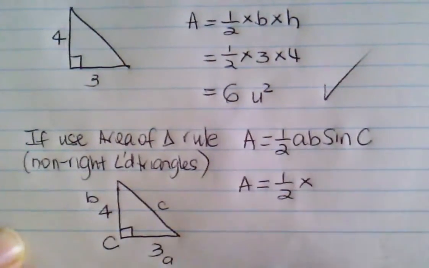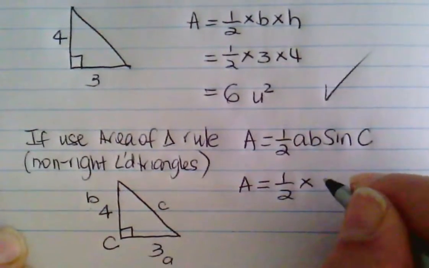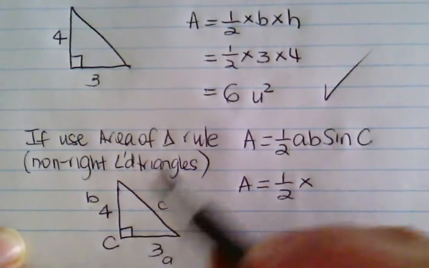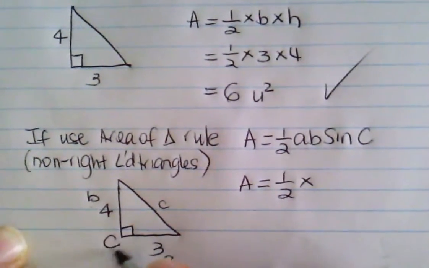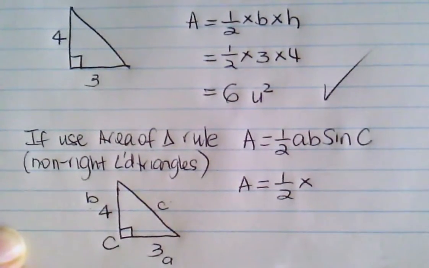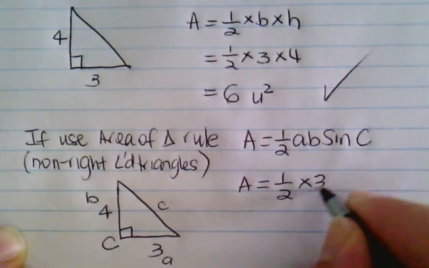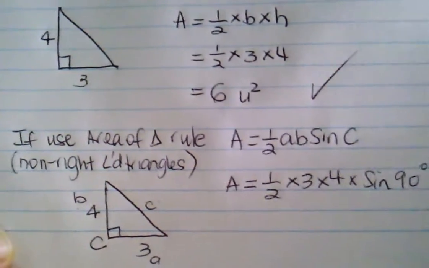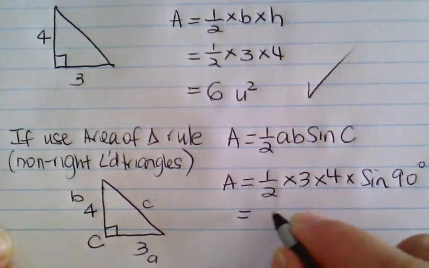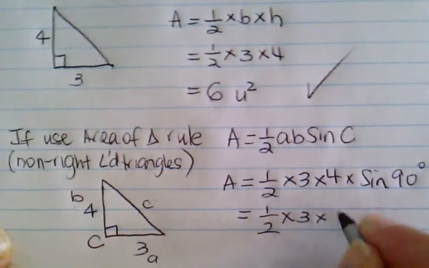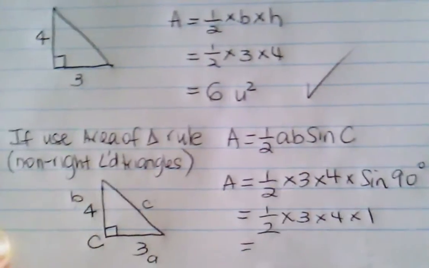A half times, what's a? So there's capital C. You need two sides and the included angle. So I'll call capital C my angle. So little c is opposite. These are a and b. It doesn't matter the order, okay? So what's my little a? And my b? And my sine of 90. What's sine of 90? Sine of 90? Thank you. Is it the same?